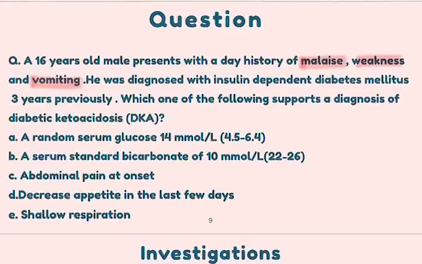As we can see the options, from our previous study we have learned the three cardinal features of diabetic ketoacidosis. From them, we can easily answer this question. The correct answer is a serum standard bicarbonate of 10 millimole per liter. We have learned that if the serum bicarbonate level is less than 15 millimole per liter, it will be diagnosed as diabetic ketoacidosis. The other options are not that reliable for this diagnosis.